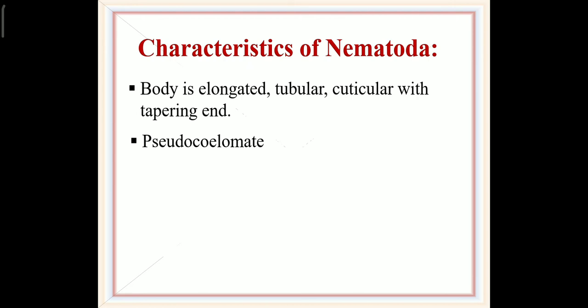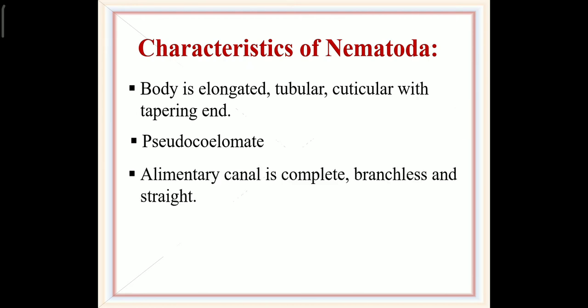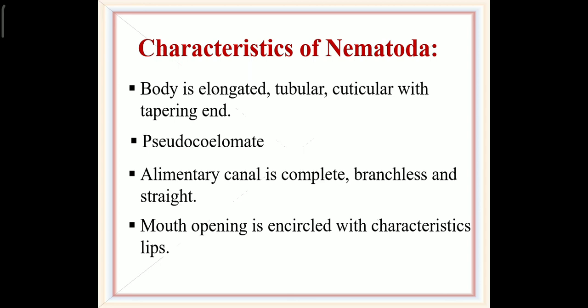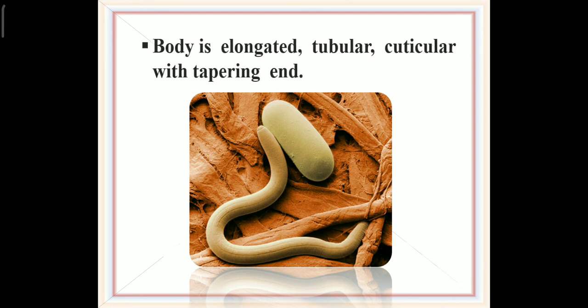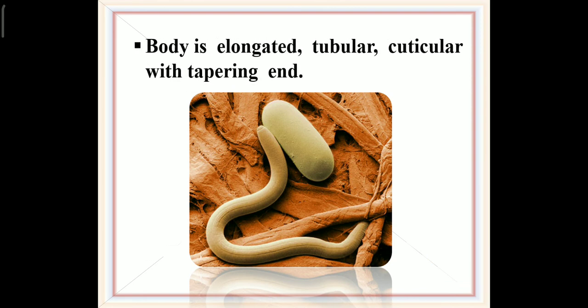Pseudocoelomates. The alimentary canal is complete, unbranched and straight. The mouth opening is encircled with characteristic lips. The body is elongated. Look at the figure here. The body is elongated, tubular, cylindrical, with tapering at both ends.